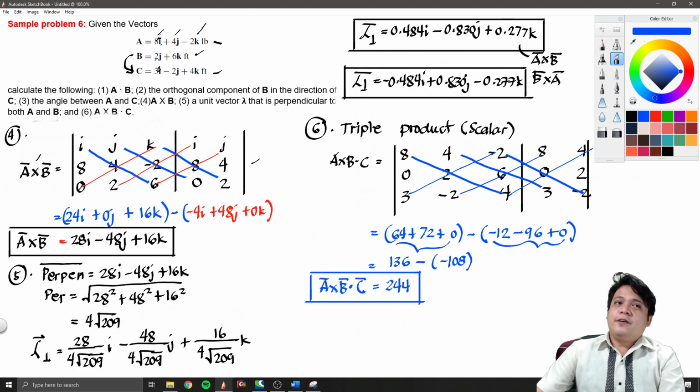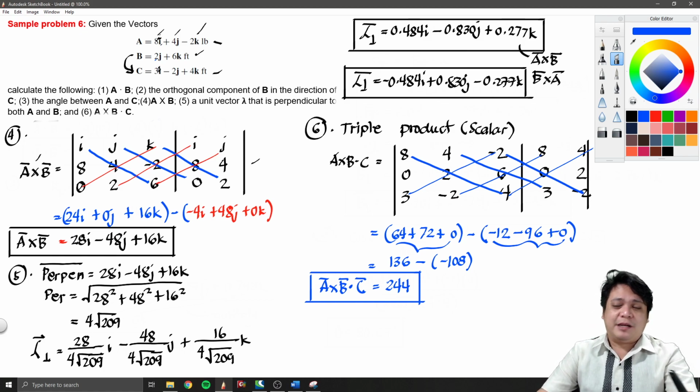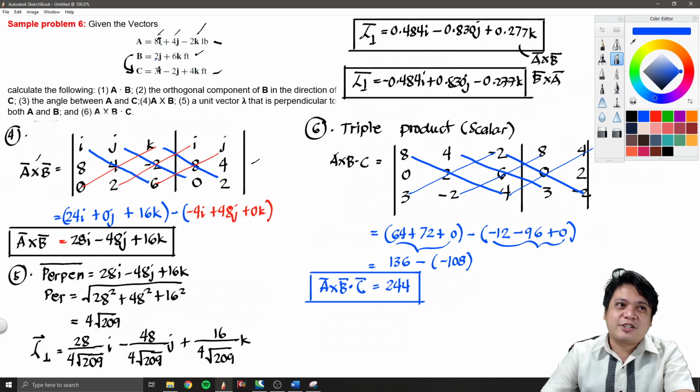So this is the last sample problem for our chapter 1, but I will try to answer more problems for you. And next week, you will have your first quiz, covering the chapter up to the cross product. We don't have applications yet, so it only goes up to the cross product.